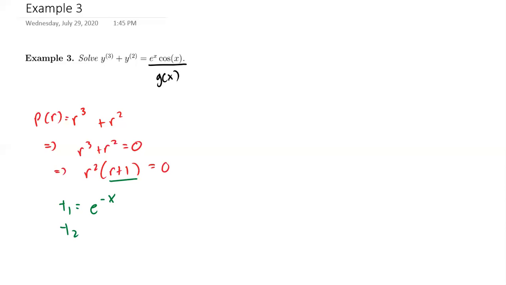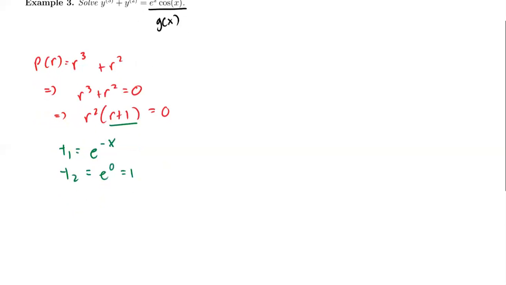So we need to get two solutions out of this. The first one is always e to the root. In this case, the root is r equals 0, so e to the 0, which is 1. But again, this root has multiplicity 2, so we want two solutions to come out of this root. So you just multiply the first solution by x. And now we have two solutions from a root of multiplicity 2. So we're done. We have three solutions for a third order linear ODE.